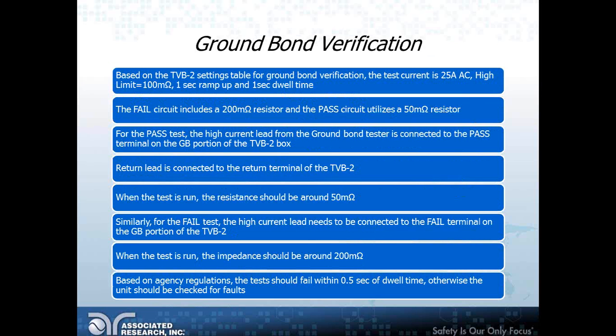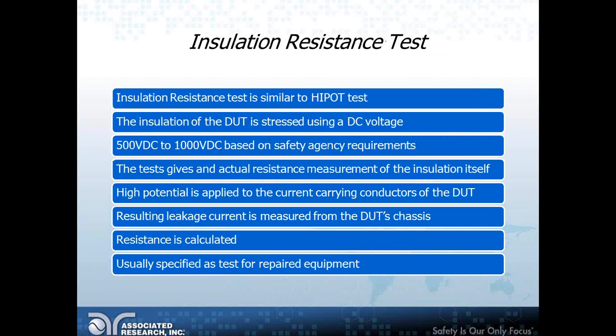Now, to keep in specification with the agency regulations, this test should fail within 0.5 second of the dwell cycle as well. If the test does not fail, once again we know that the unit is not properly reading the resistance value and should be analyzed or sent back for repairs or troubleshooting. So that was the ground bond test and a basic way of how the TVB2 box can be used to run ground bond verification. Okay, next in line is the insulation resistance test.